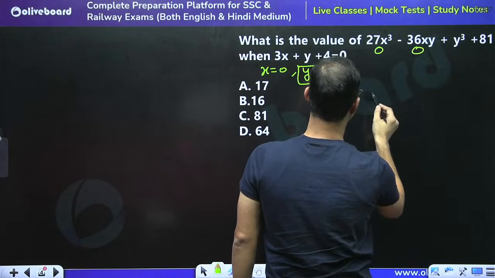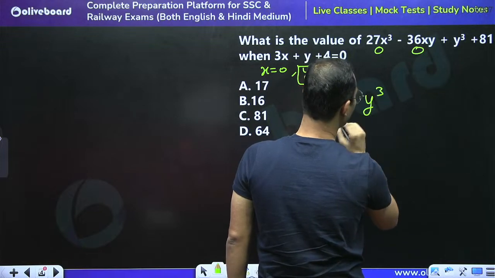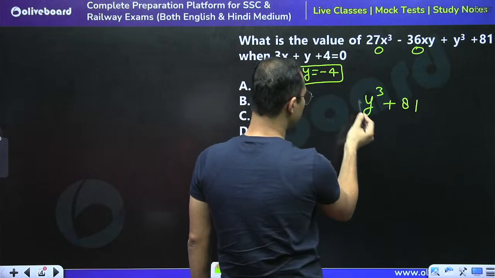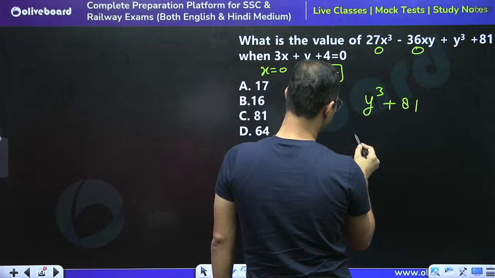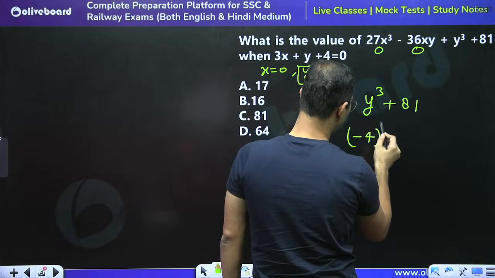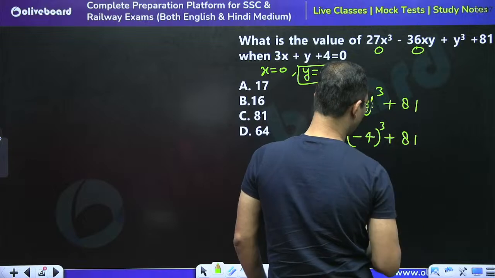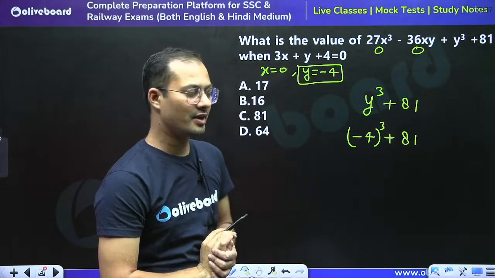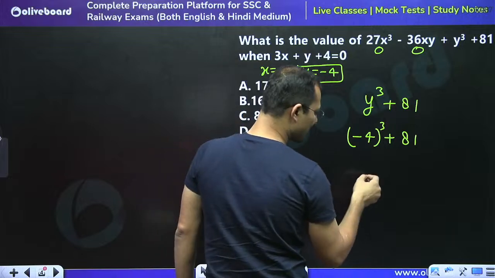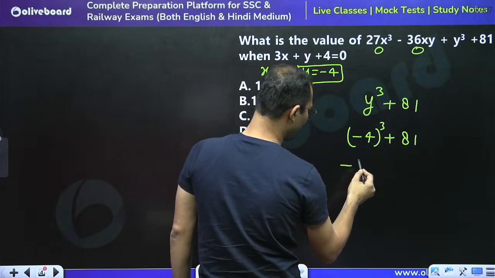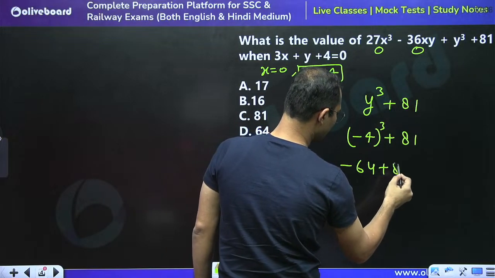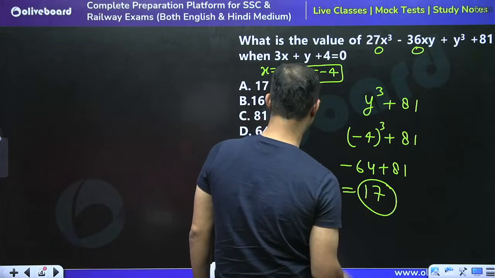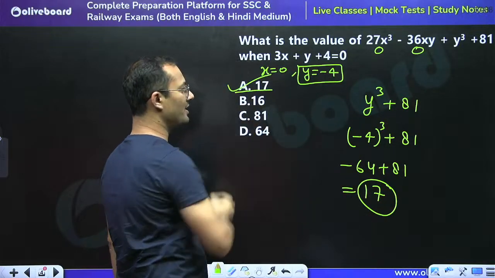So now the required answer is going to be y to the power cube plus 81. Substitute the value of y: minus 4 to the power cube plus 81. Whenever we have an odd power, the minus sign will remain. So minus 4 into minus 4 into minus 4 will be minus 64, plus 81. So 81 minus 64, I will get 17. So 17 is the right answer, so option A is the right answer.